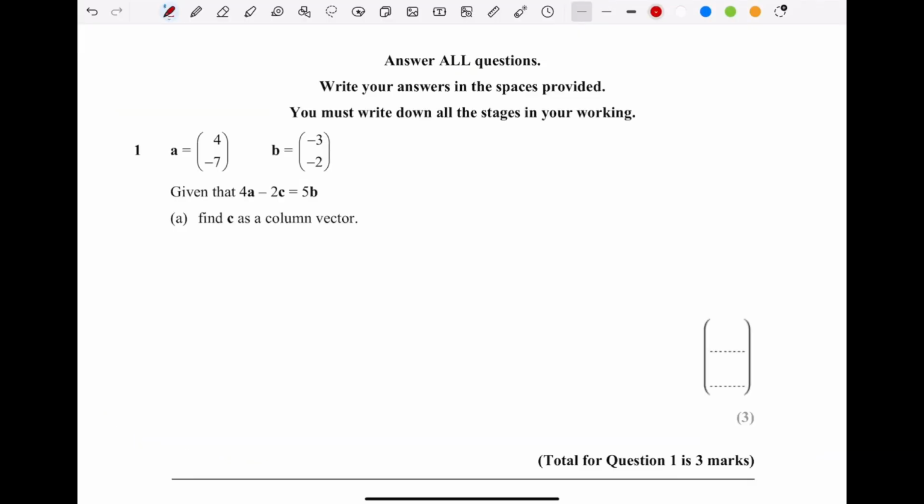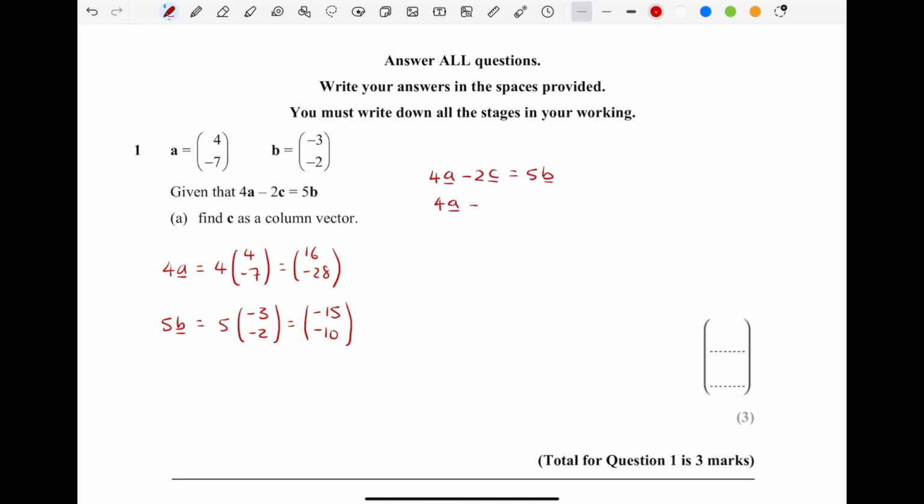Okay, so now let's first find out what is 4a. 4a is 4 lots of (4, -7), which is (16, -28). 5b is 5 lots of (-3, -2). Therefore, it's (-15, -10). Now, 4a subtract 2c is 5b.